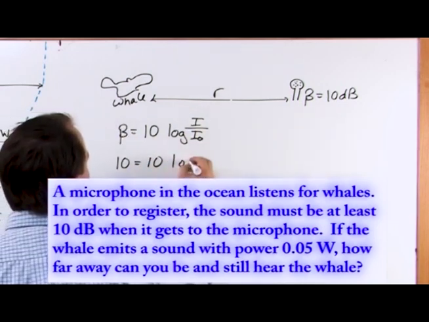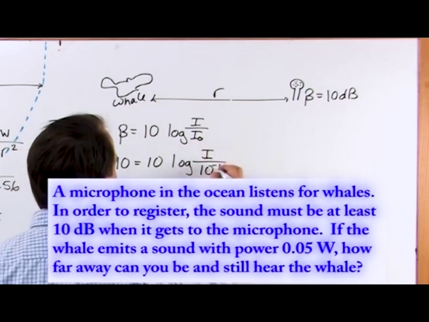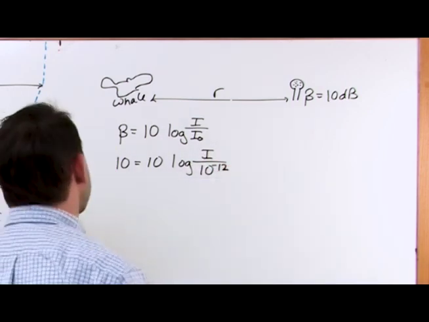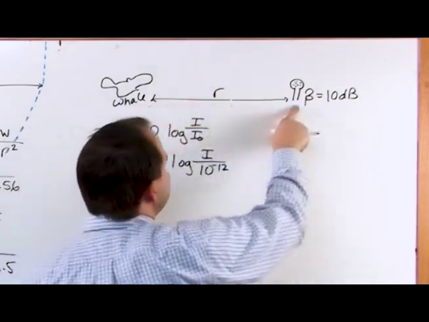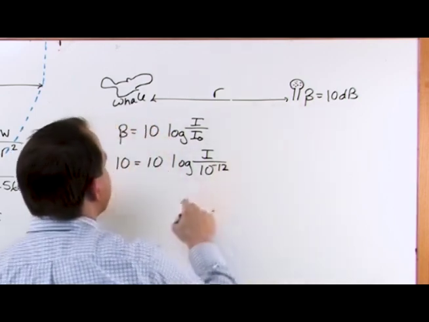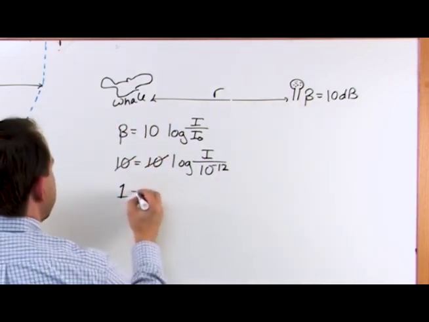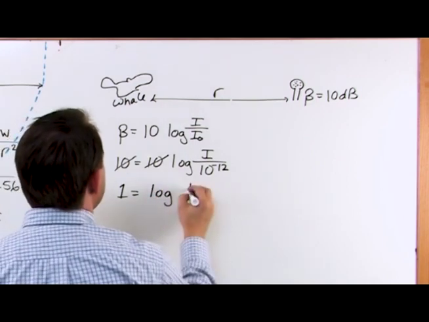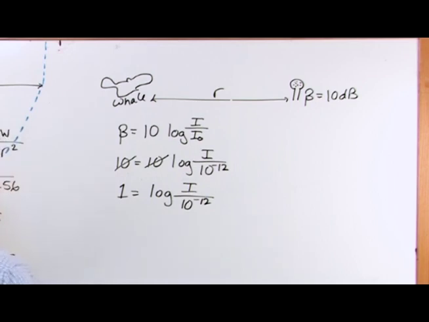10 log of I divided by I naught, and I naught is just a number, 10 to the minus 12. You can just stick that right in there. So what I'm going to solve for here is I, which is the actual intensity of the sound at this point. 10 cancels with 10. So you have 1 equals log of I divided by 10 to the negative 12.